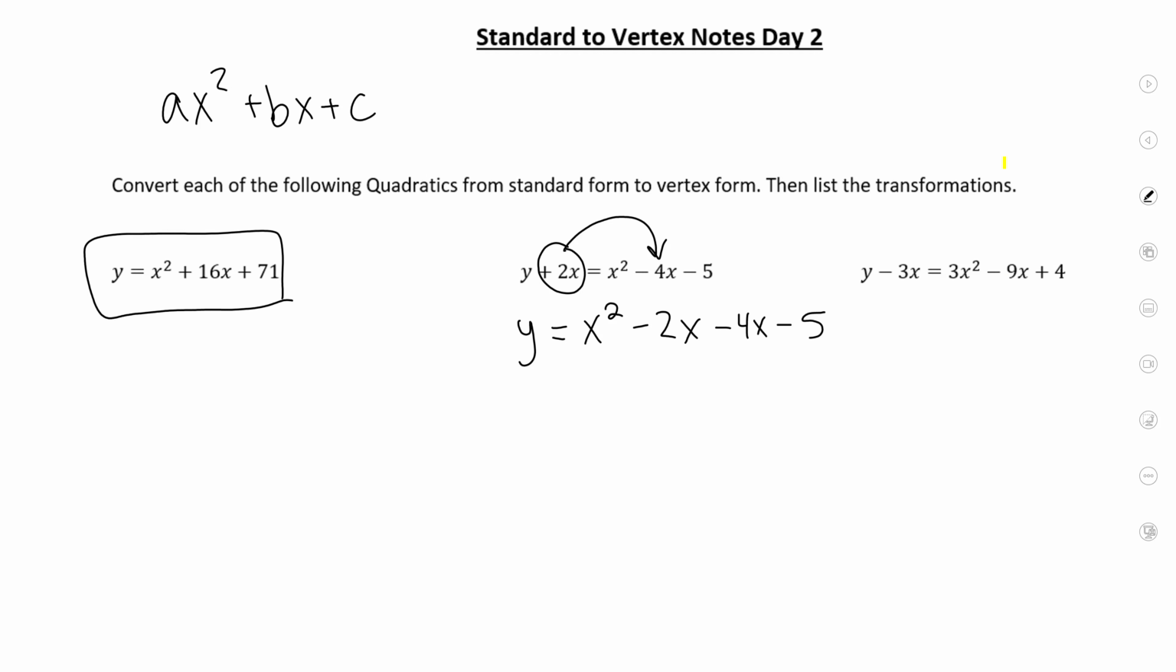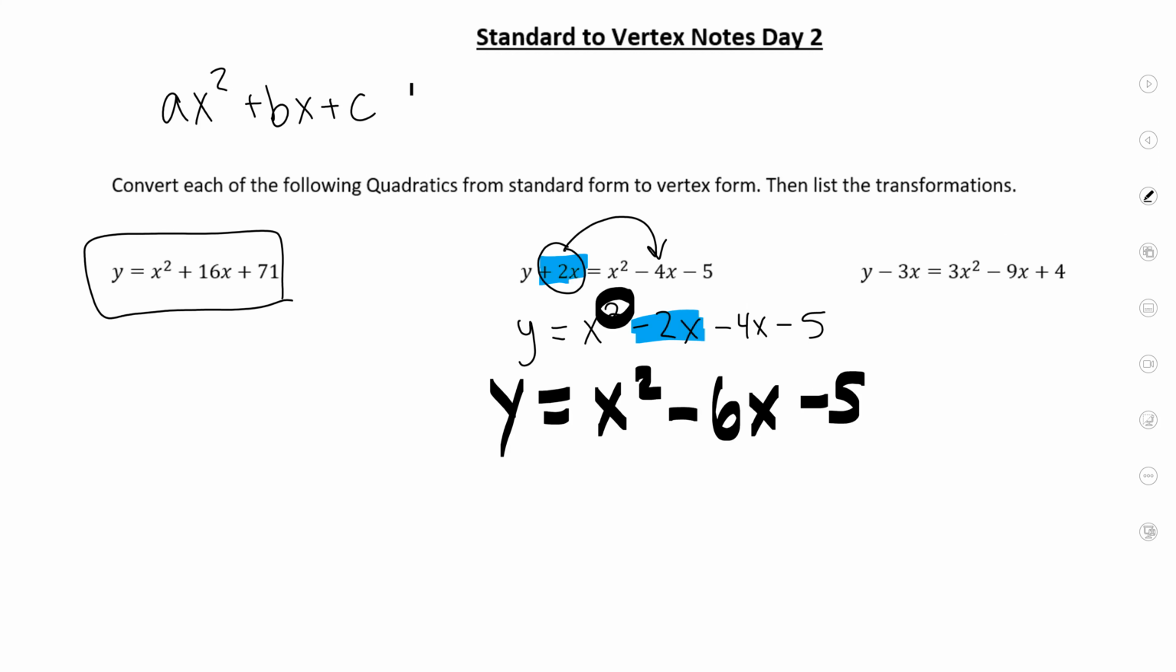So let me highlight what changed. The only thing that changed is that this disappeared and it moved to this side. You guys see it? All it did was change the sign. Now I'm going to combine like terms. The only term with the squared is this x squared. So it'll just remain as y equals x squared. Let's combine the x's. What's negative 2x minus 4x? Yes, negative 6x minus 5. So now it is in standard form. You guys see that?